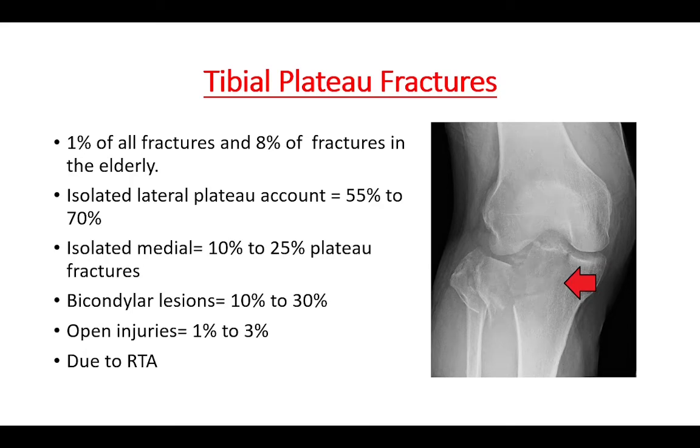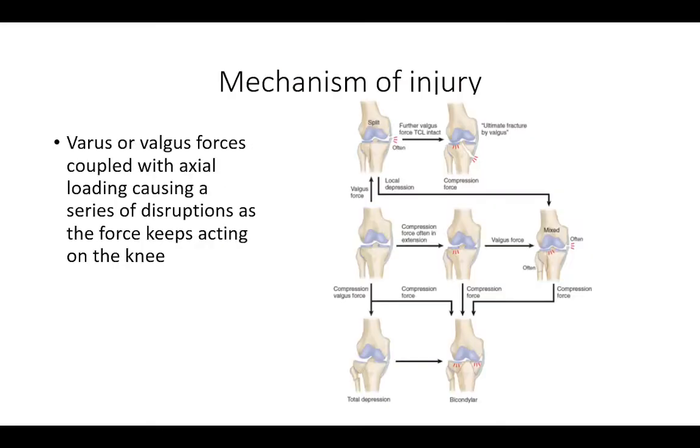Tibial plateau fractures consist of 1% of all fractures and 8% of fractures in the elderly. Isolated lateral plateau fractures account for 55 to 70% of tibial plateau fractures. These are often due to road traffic accidents, and 1 to 3% of these fractures are open injuries. The mechanism of injury can be either a valgus or varus force coupled with axial loading, leading to disruptions as the force keeps acting on the knee. This can lead to disruption of the ligaments, and as the force continues, most structures can be affected.